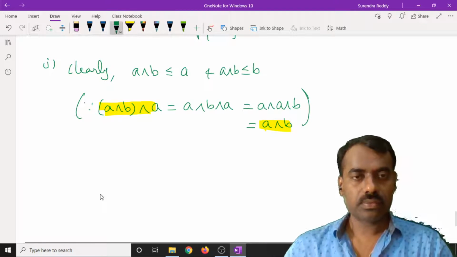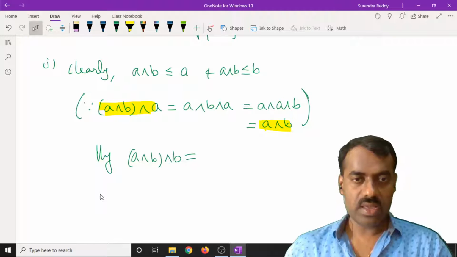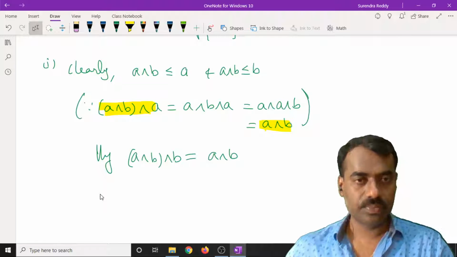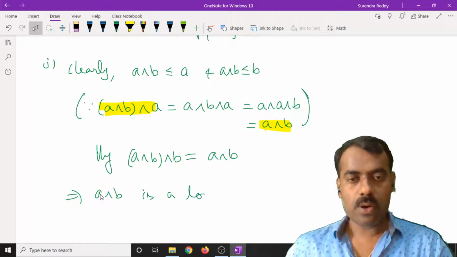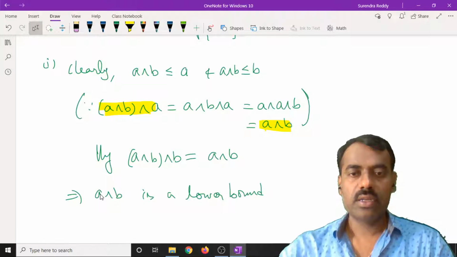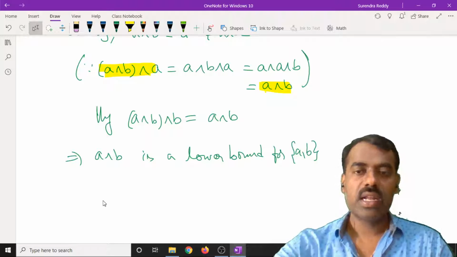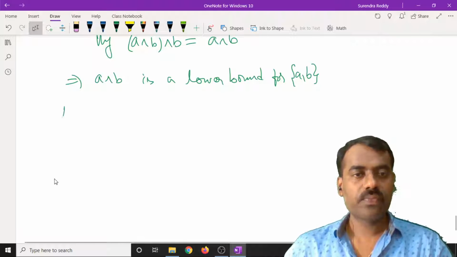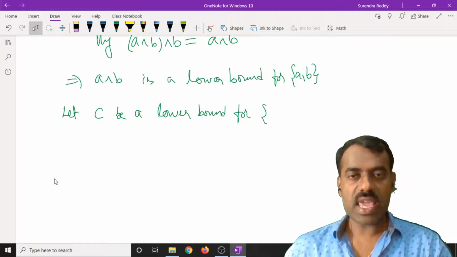So similarly, you get that A meet B, when you try to meet with B, you get A meet B only, right? Because you have B meet B, which is B. So that proves that this A meet B is a lower bound, right? A lower bound for this set A comma B. Now, to show that it is the greatest lower bound, what we usually do, we have to go with any lower bound. Let C be a lower bound for this set A comma B.